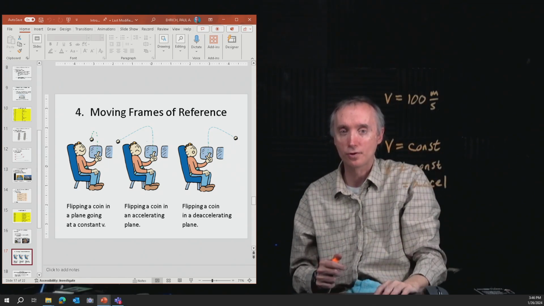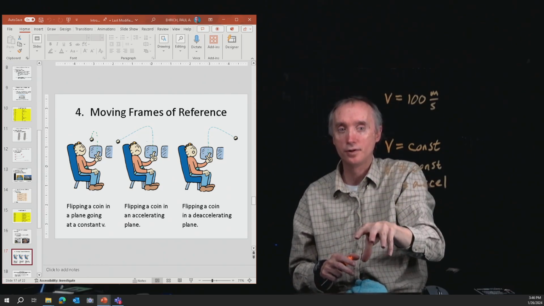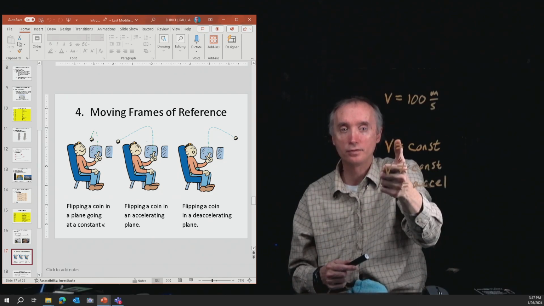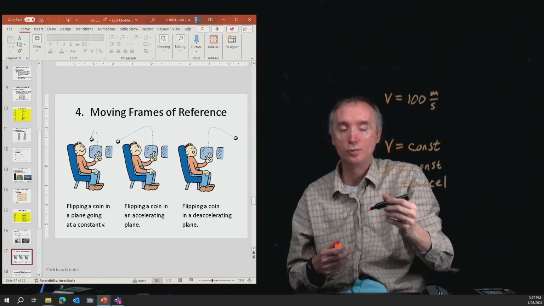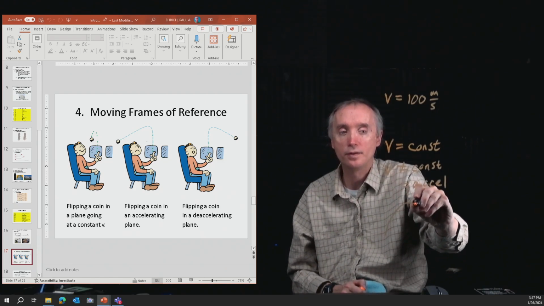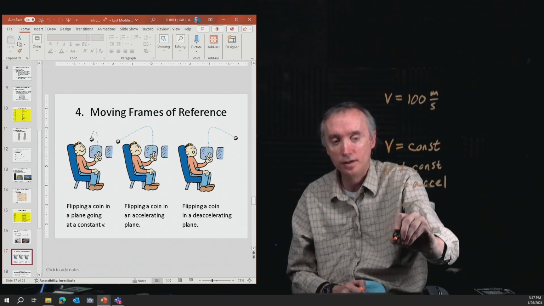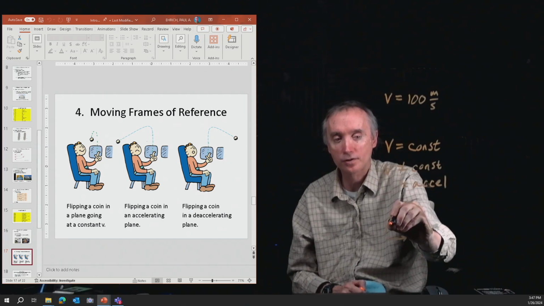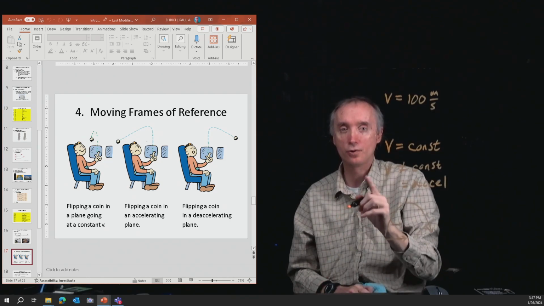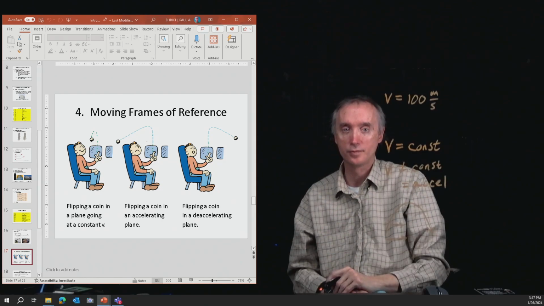Now, it's a different story for somebody who is watching this on the ground. If you flipped it up into the air, then what it would look like to somebody on the ground is that it would go up and then come back down like that, because they would see it traveling in this direction at 100 meters per second. But according to you, you're going to see it go straight up and then straight back down.